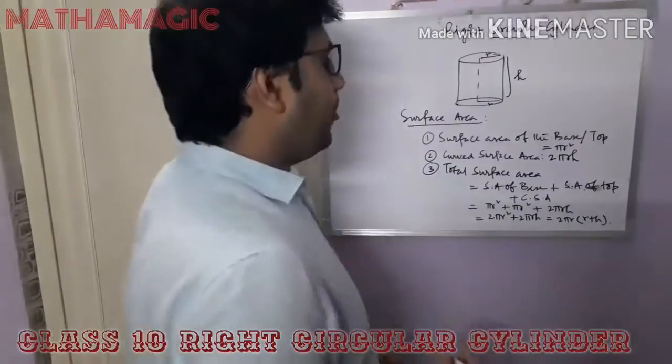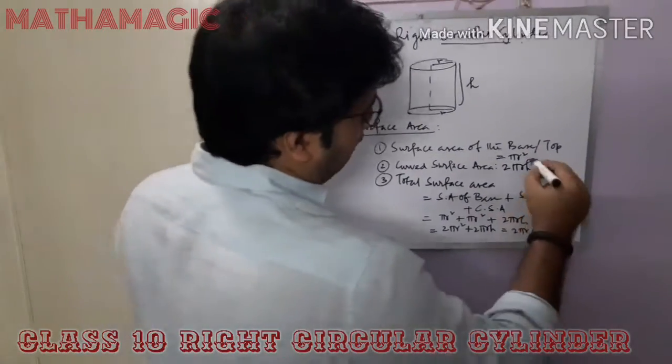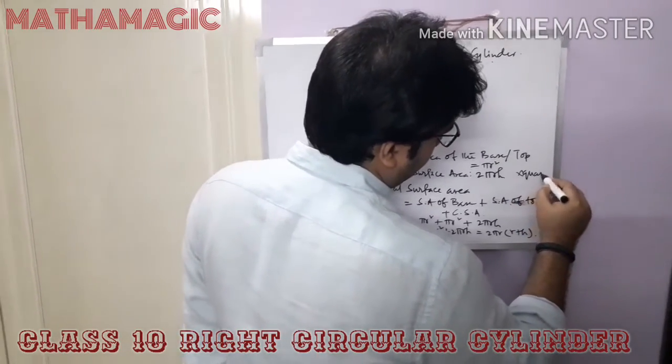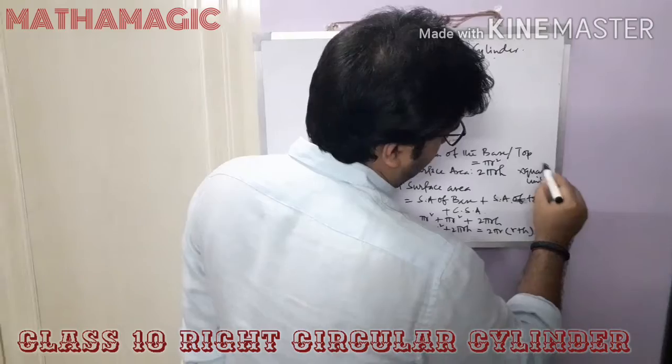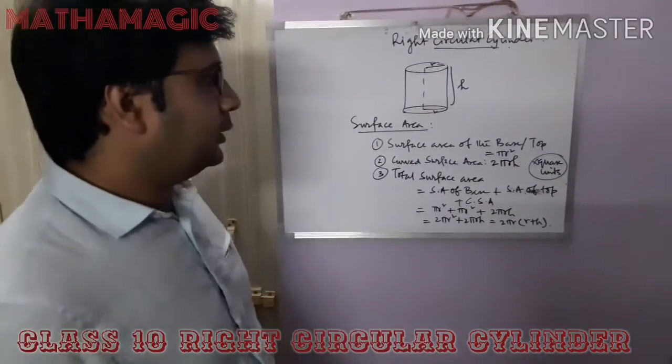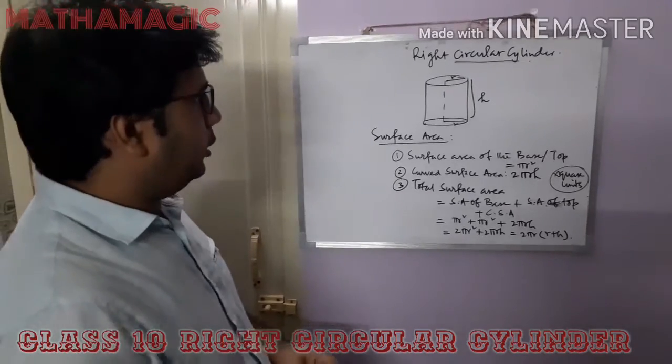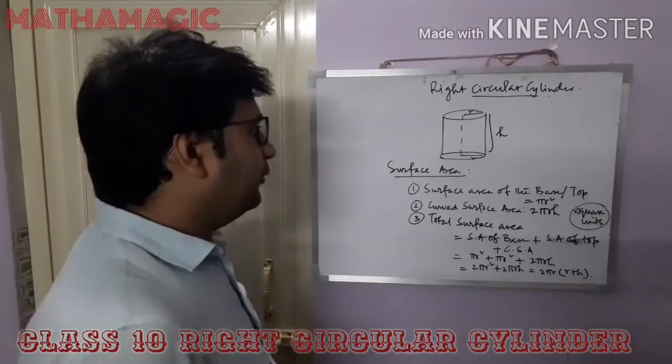So this is the total surface area, and all these units will be in square units, right? Square units. All those surface areas will be in square units. Please note it down so that we can move to the next formula, that is related to volume.